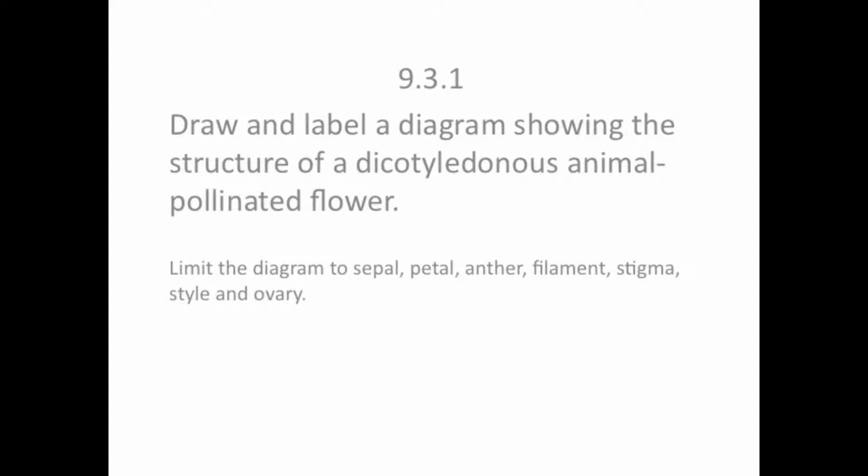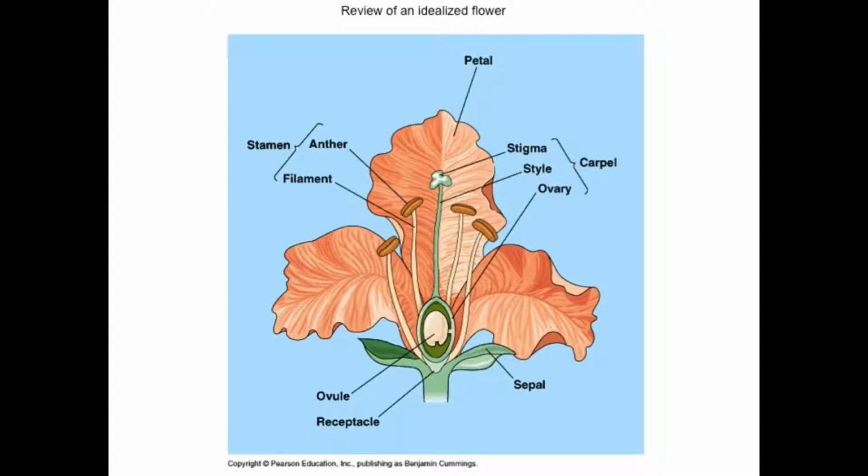Okay, so firstly let's examine 9.3.1 of the IB syllabus, which is having a look at some of the key reproductive structures and organs involved in plant reproduction. In this diagram, we can see a dicotyledonous animal pollinated flower, otherwise known as an angiospermophyte, with several reproductive structures.